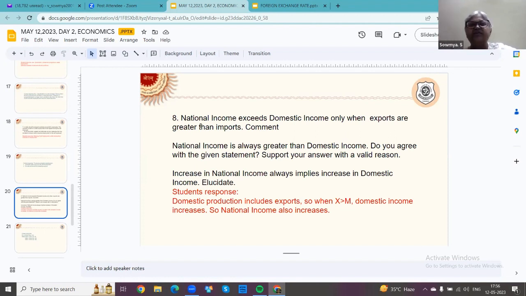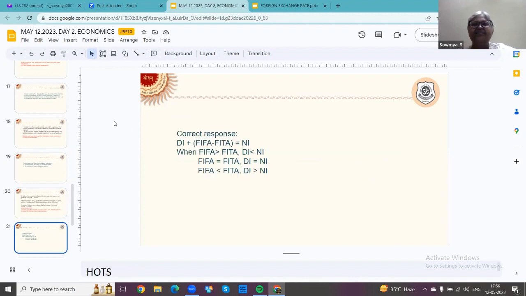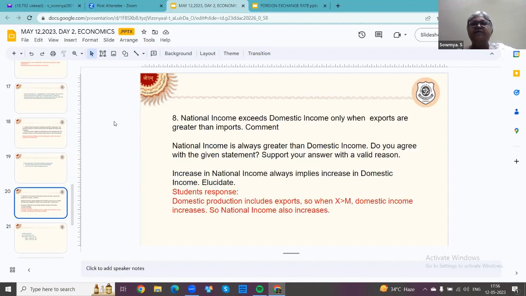Then they'll have to go to the first part of the question and say, national income exceeds the domestic income only when FIFA is going to be more than FITA, and not because of the exports and the imports, right? Export and import, what are they? Exports are considered in domestic income because we are producing domestically and exporting abroad.